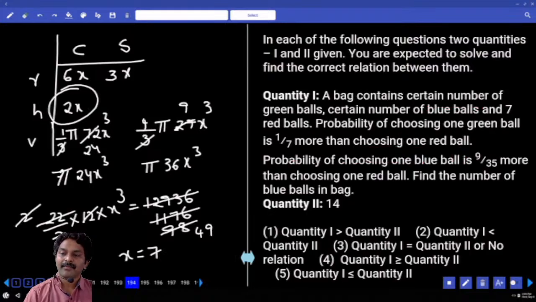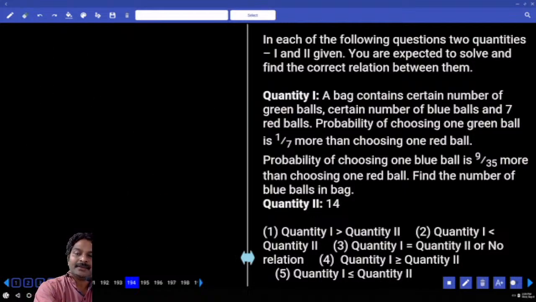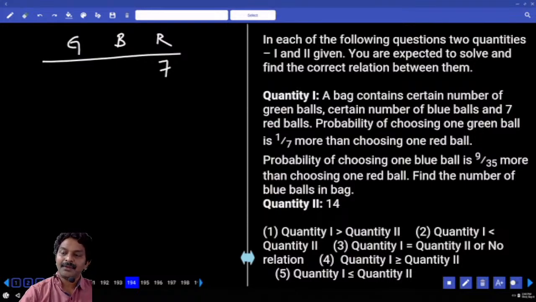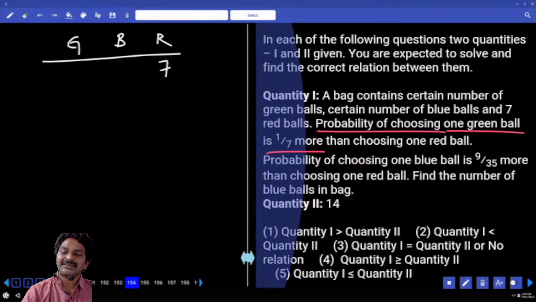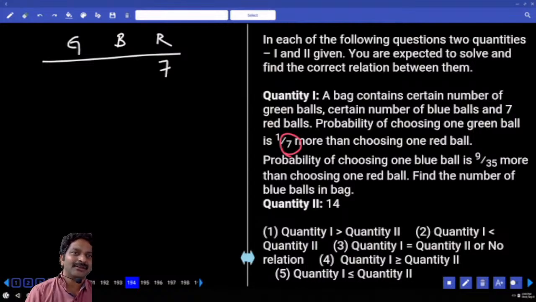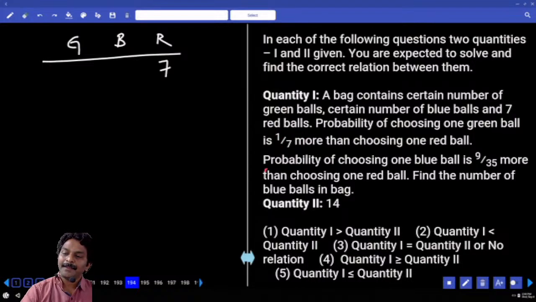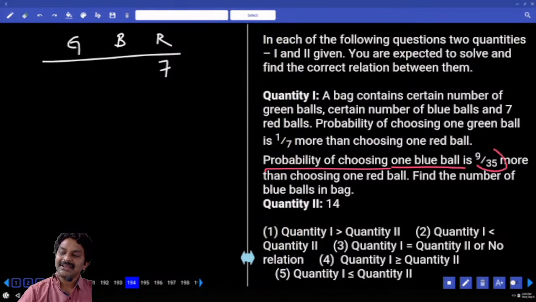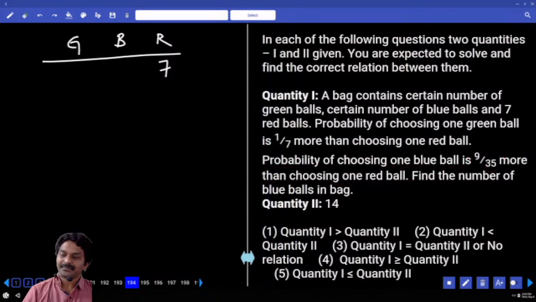Next, a bag contains a certain number of green balls, a certain number of blue balls and 7 red balls. We have green, blue and then red. Red balls are 7, that is clearly mentioned. Probability of choosing one green ball is 1/7 more than choosing a red ball. Denominator is always related to total only, right? Okay, keep it aside. Probability of choosing one blue ball is 9/35 more than choosing a red ball.